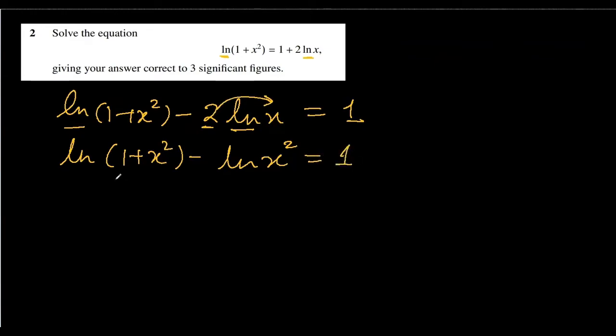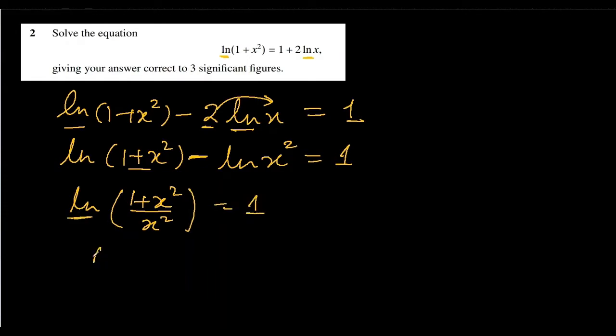Alright, so now we can combine them. It becomes ln, and since two logs are subtracting, their contents divide. So (1 plus x squared) over x squared, that's how they're combined, equal to 1. Now we have to get rid of ln.